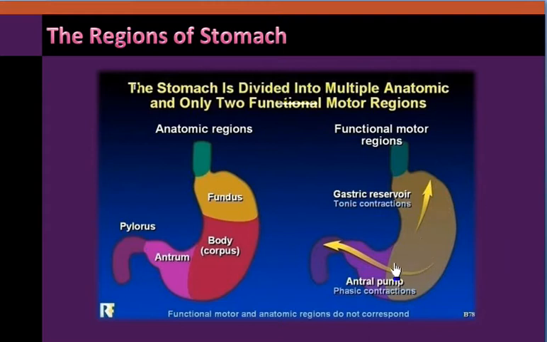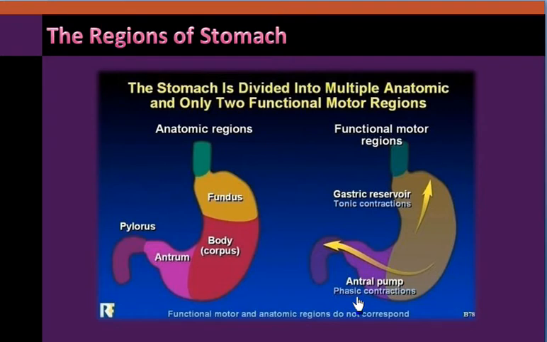Then we have what is called the antral pump, which includes the antrum and the pylorus. So, the receiver or the reservoir part is the fundus and the body. The antral pump is the antrum and the pylorus together.